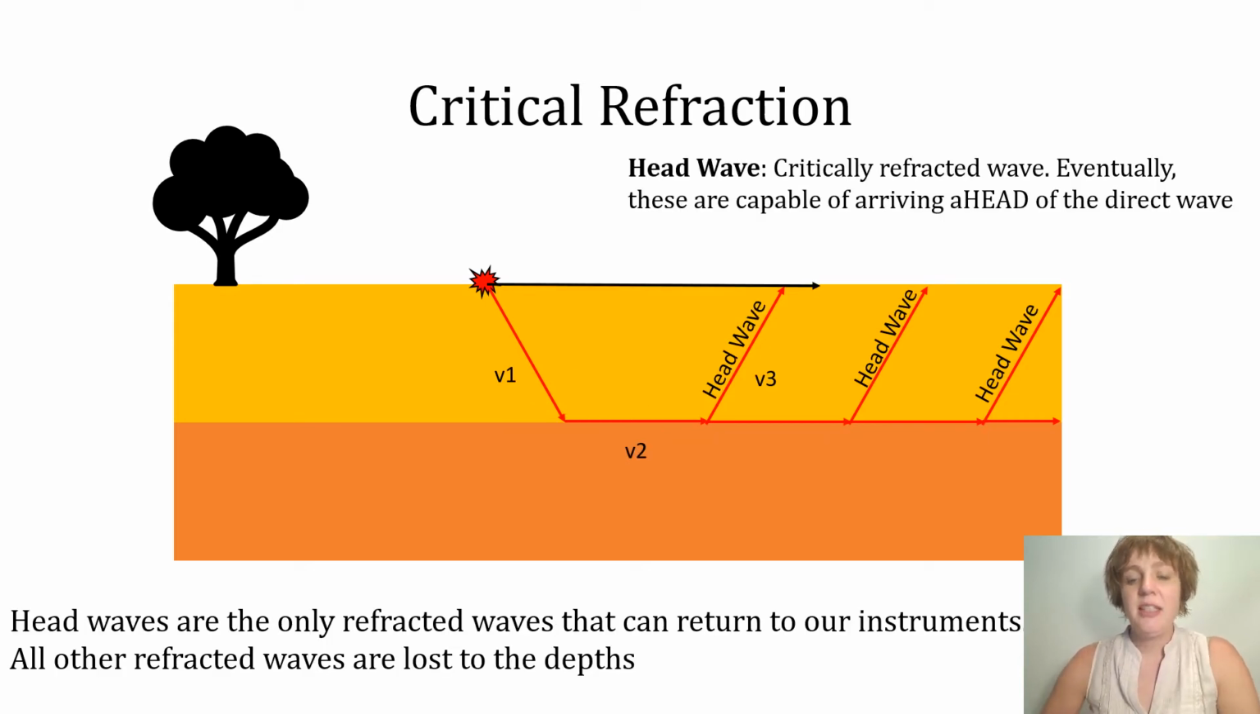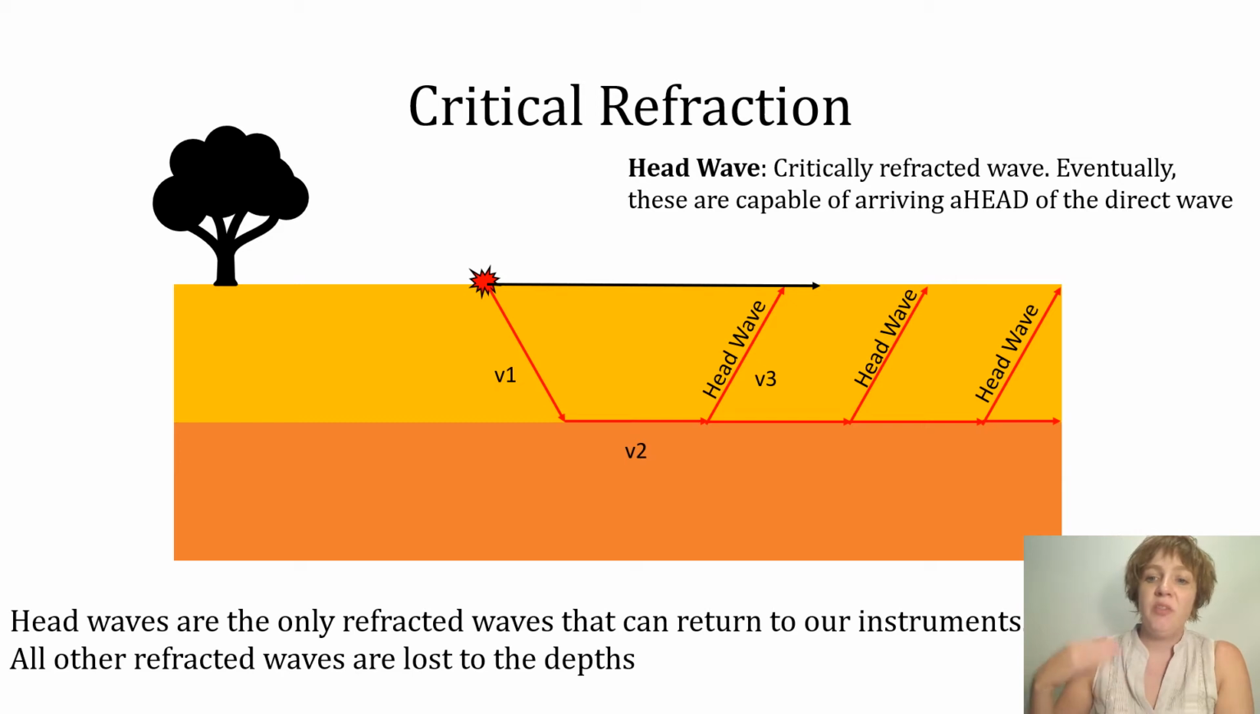So the next thing I want to talk about is the head wave, right? Head wave is just a name that we give to these critically refracted waves. Head waves are actually the only refracted waves that can return to our instruments. All other refracted waves are lost to the depths, right? Only if they refract to the interface where they're capable of generating wavelets that can come back to the surface, only those are we going to be able to detect.